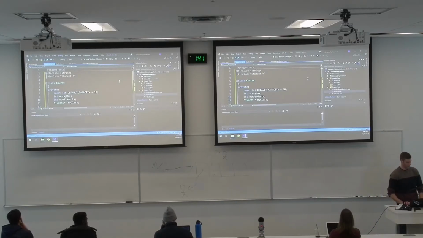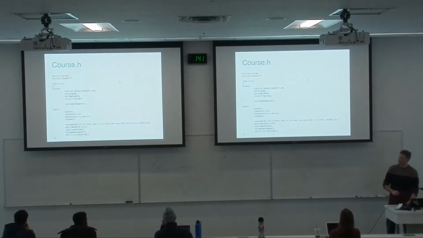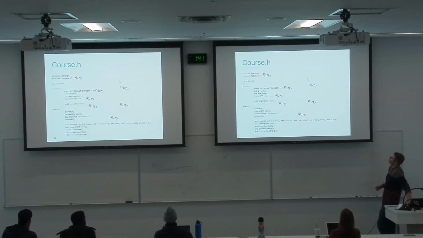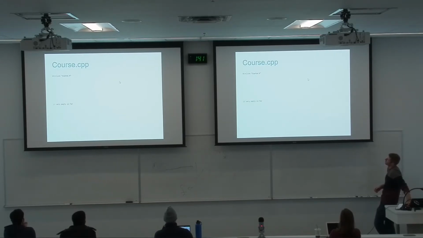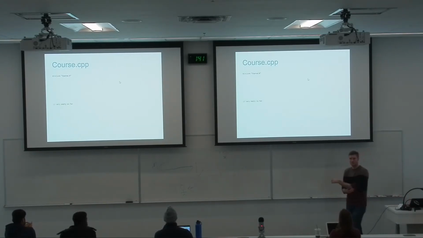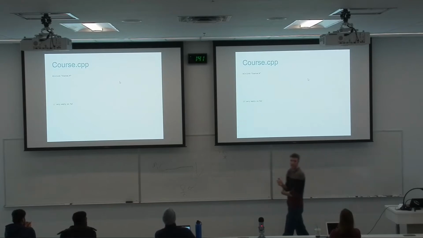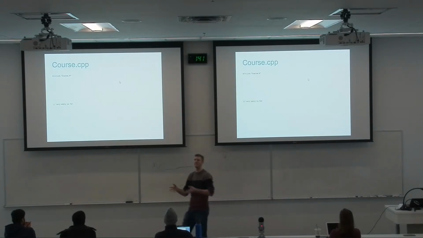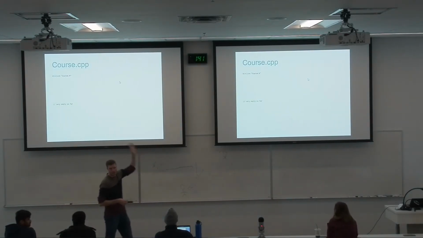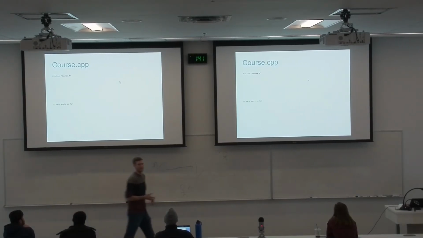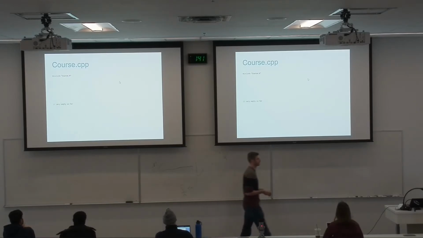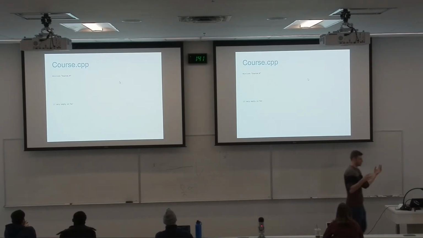So, let's think about this class for a moment. I just threw a whole header at you. Don't worry, we're going to go over it. So let's write some code to make the course do its thing. If I want my course CPP, I'm going to have something like this. I'm going to include course.h so I can have access to basically all the stuff I just defined. And there's nothing in the class because I haven't written it yet. So I'm going to need my constructors, all those methods, assigning things, whatever.